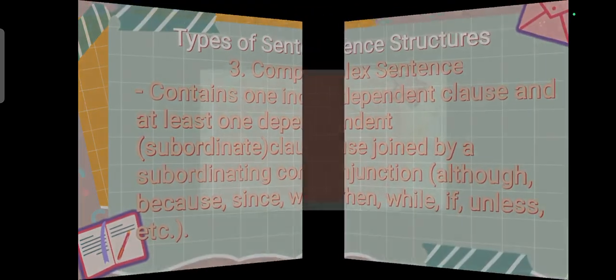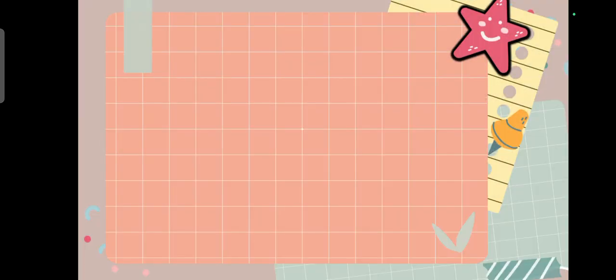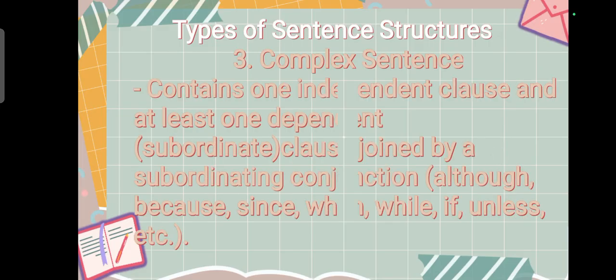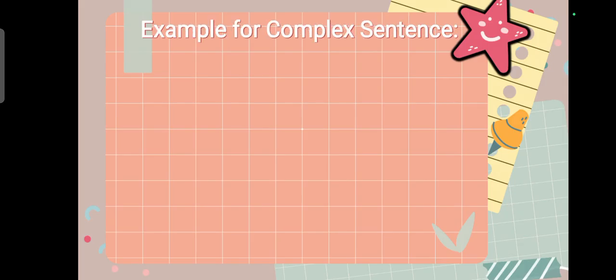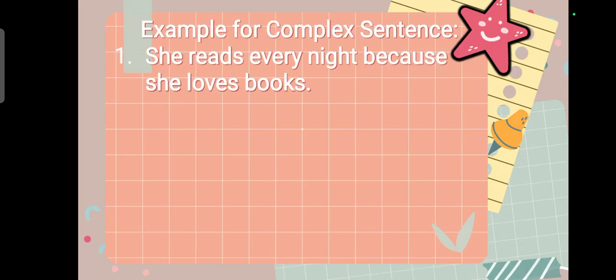A complex sentence contains one independent clause and at least one dependent or subordinate clause joined by a subordinating conjunction such as although, because, since, when, while, if, unless. So here is the example. She reads every night because she loves books.